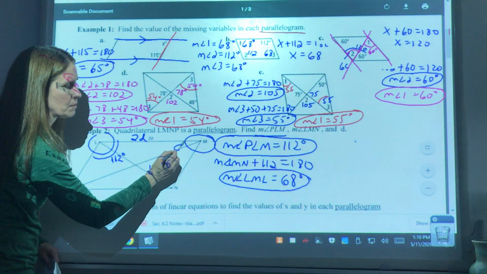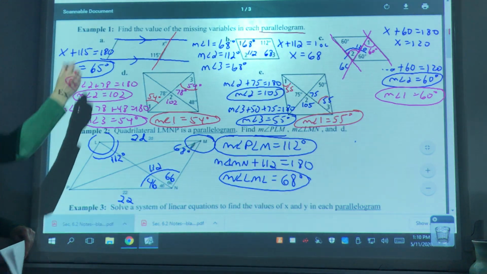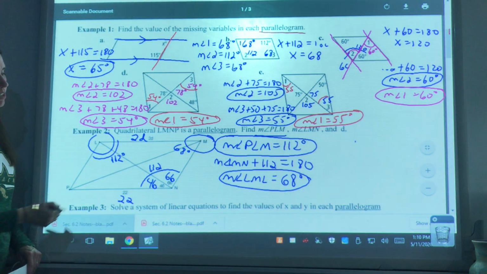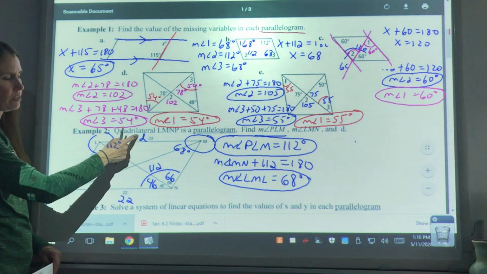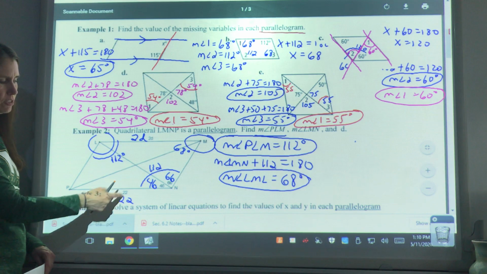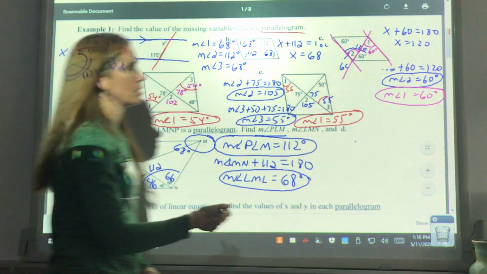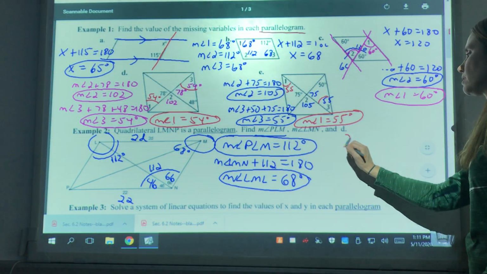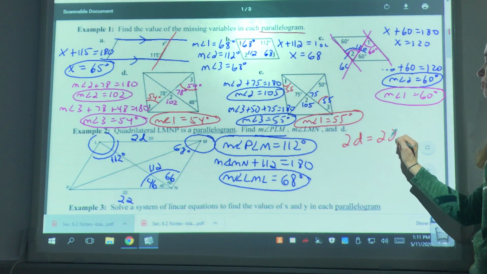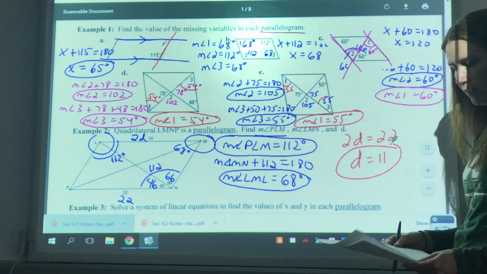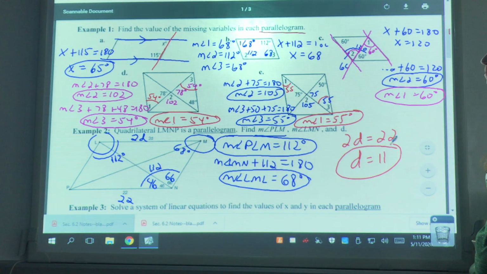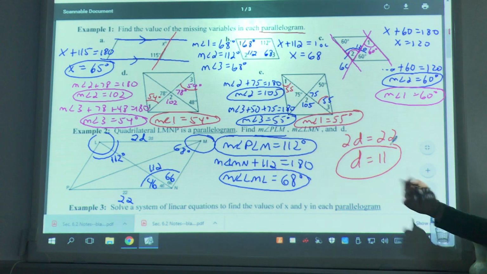If I want to write this in my picture, I can. And then the last thing that I'm trying to figure out is what D is. Again, I think about one of the properties from up above. I know opposite sides are congruent to each other, so I can just set these two equal to each other. So over here, I've got that 2D is equal to 22, and if I solve, I get D is equal to 11 for that side length. Okay, I'll give you a second to finish that. Pause it if you need to get some of that down, and we'll move on to example 3.